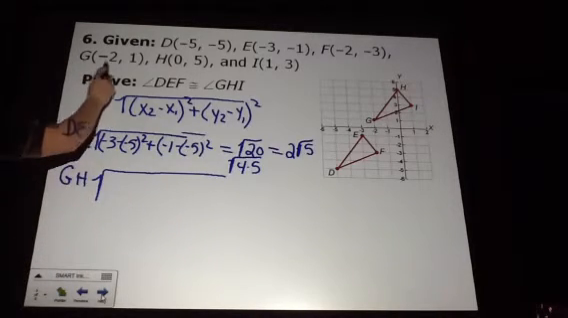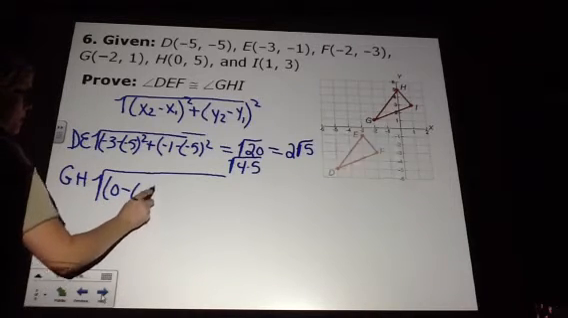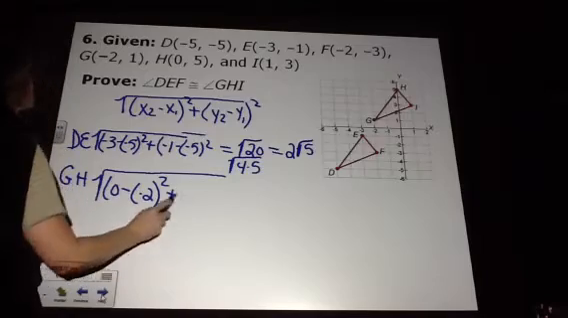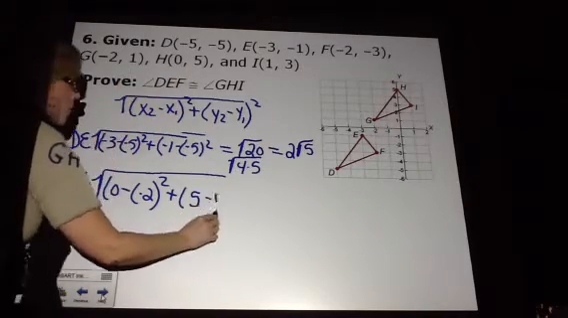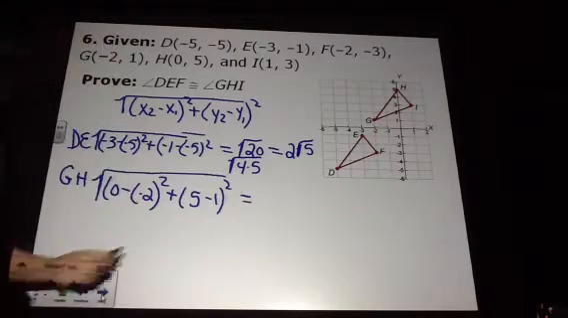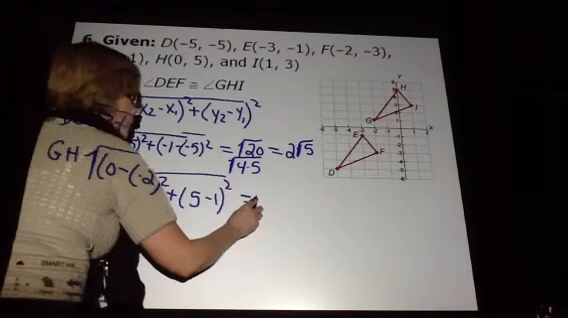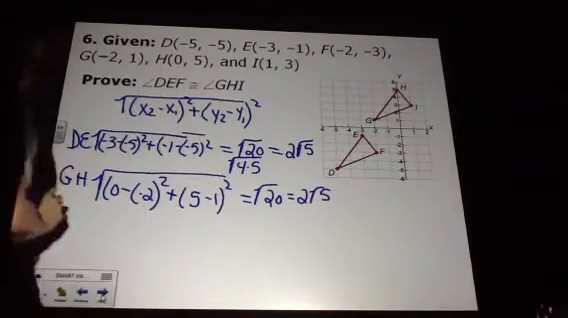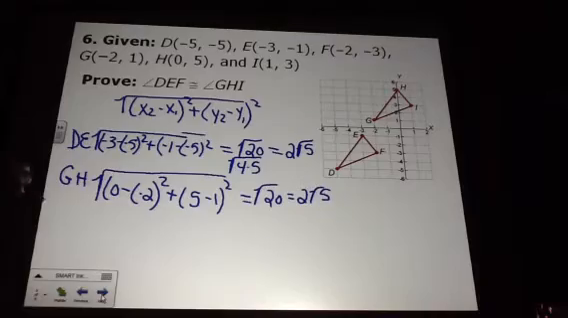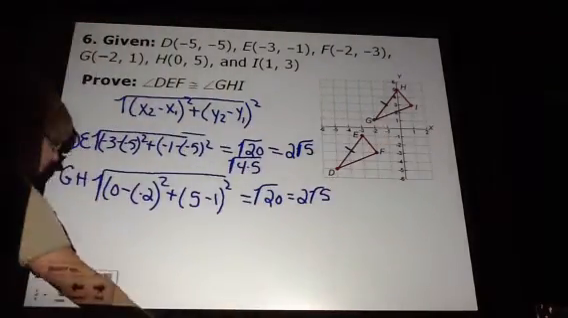Now we need to make sure that GH is the same. All right, so GH, I have 0 minus -2 squared plus 5 minus 1 squared. And when I simplify that, I get the square root of 20, which is 2 square root 5. Okay, so I can say that this segment and this segment are congruent.